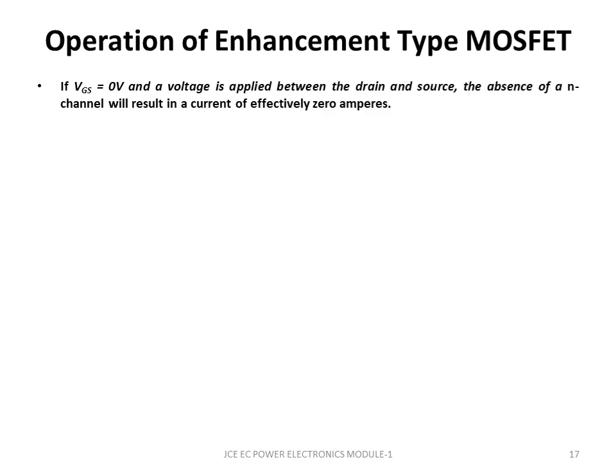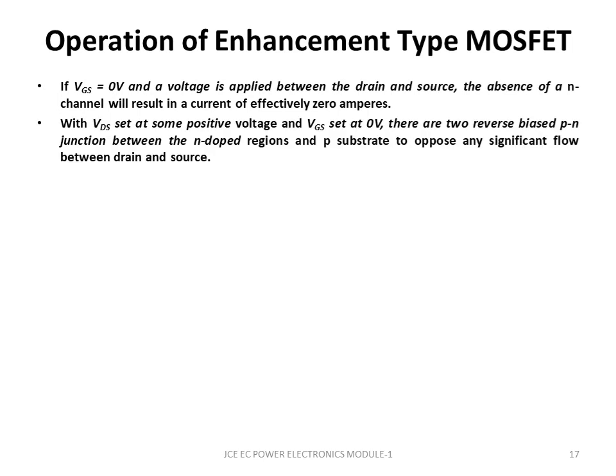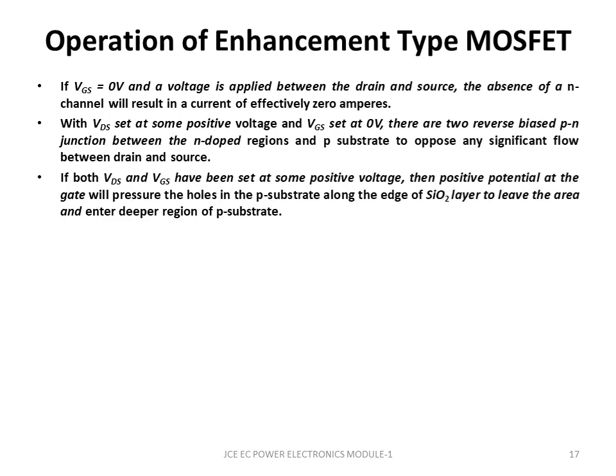So just to go through briefly, if VGS is 0 and voltage is applied between drain and source, then the absence of an N-channel will result in a current of effectively 0 amperes. If VDS is set at some positive voltage and VGS is set at 0 volts, there are two reverse biased PN junctions, between the N doped regions and the P substrate, to oppose any significant flow of drain to source current.